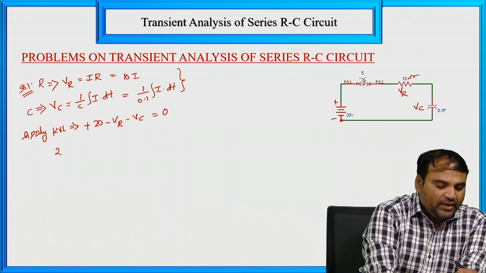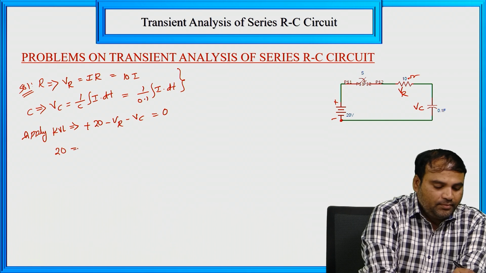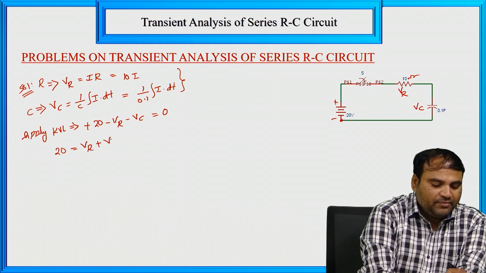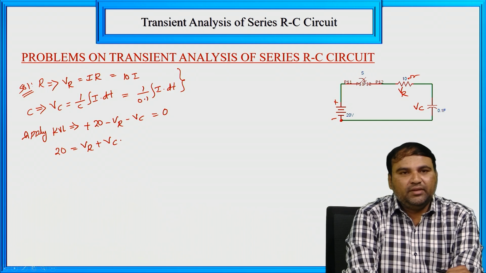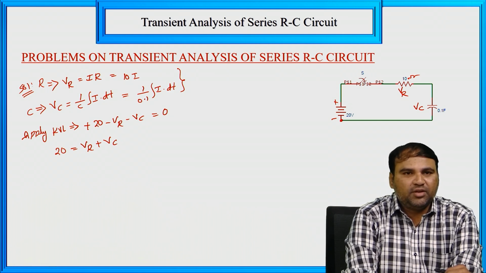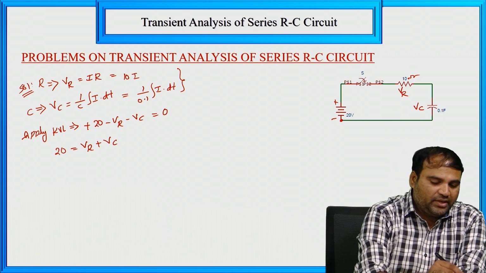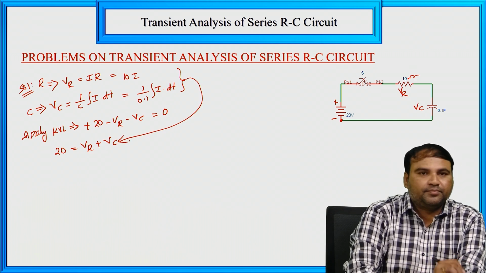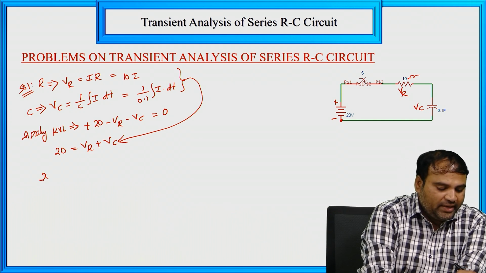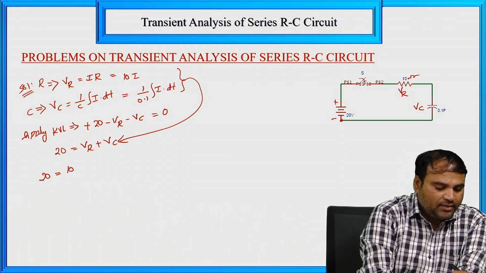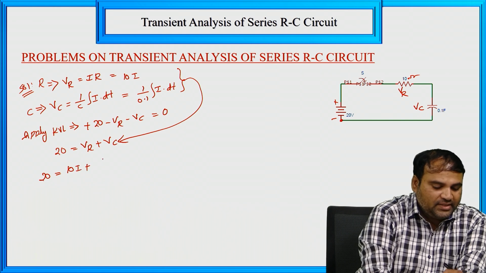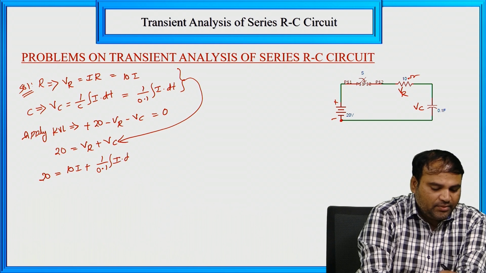Now 20 equal to VR plus VC. We already know the voltage drop across the resistor and the voltage drop across the capacitor. VR is equal to 10 into I and VC is equal to 1 by 0.1 into integral of I into dt. Substituting these two equations here, we get 20 equal to 10 into I plus 1 by 0.1 integral of I into dt.